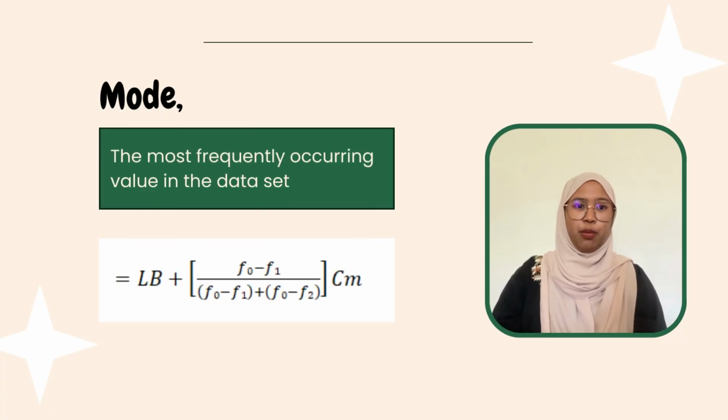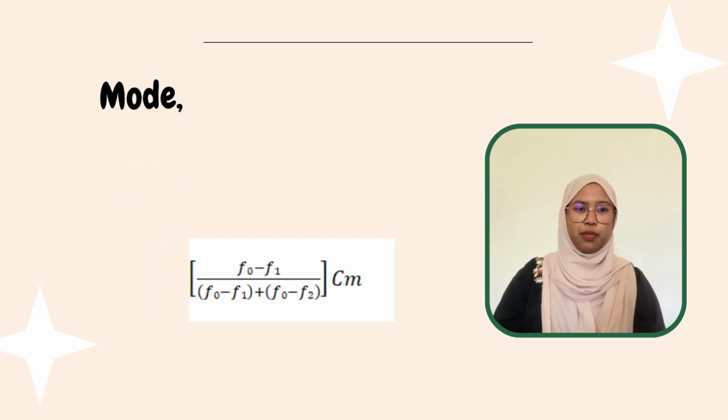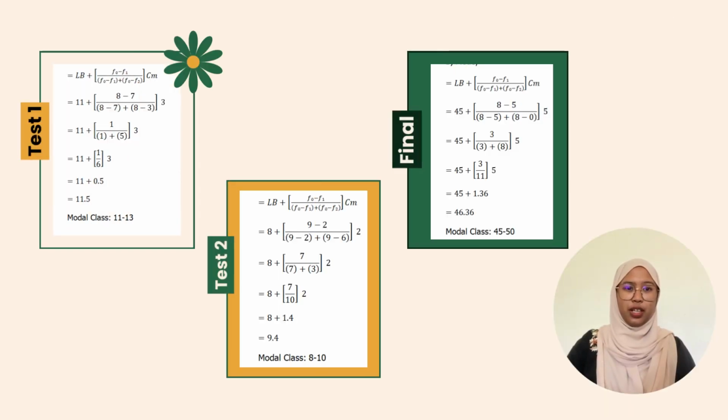Next is mode. Mode refers to the most frequently occurring value in the data set. By using the most frequent value, we need to calculate it using the formula given. This is the formula to calculate the mode. So mode for test 1 is 11.5, in which the majority of students get 15.5 marks. For test 2, the majority of students get 9.4 marks. Lastly, mode for final is 46.36.